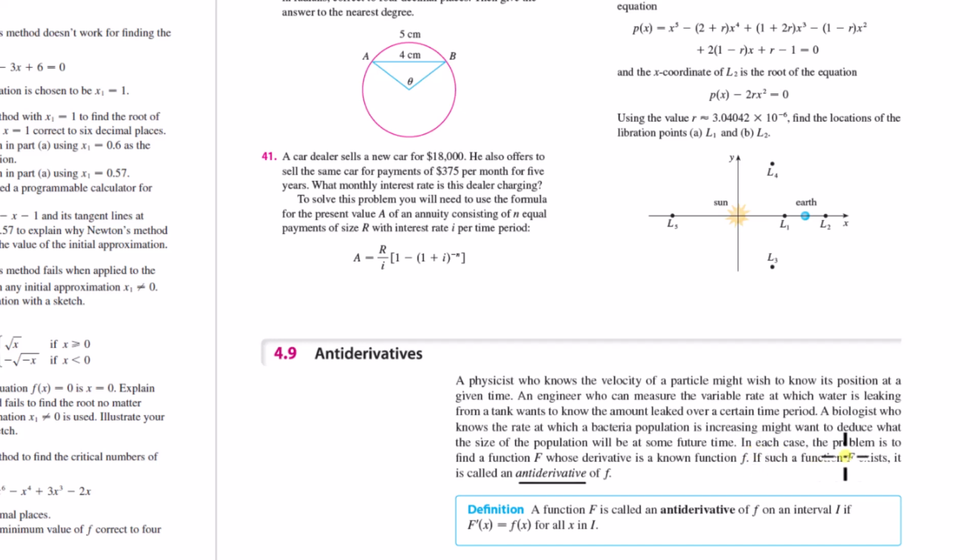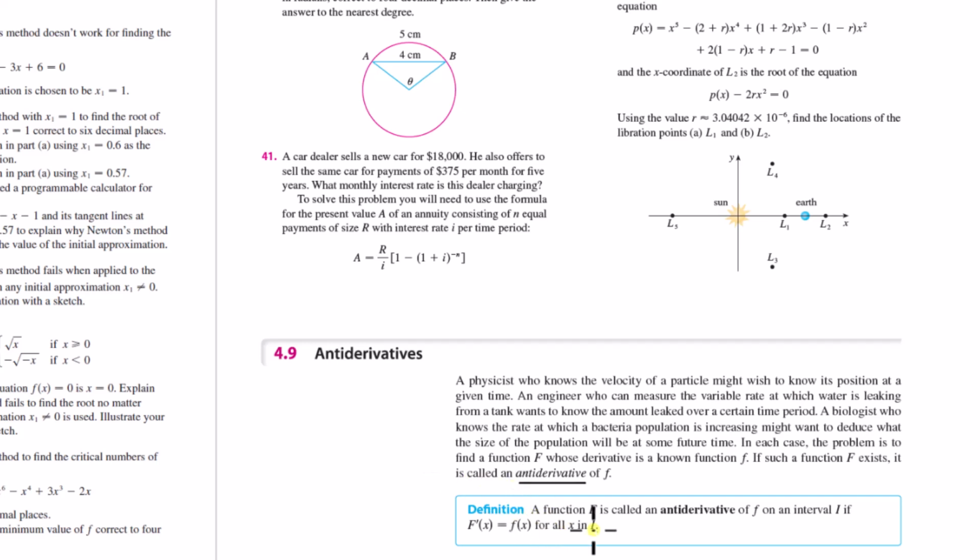So in each case, the problem is to find a function, capital F, whose derivative is a known function, lowercase f. If such a function, capital F, exists, it is called an antiderivative of f. That's what we're calling it. Get integral out of your head. We don't know what integral means. If we called it an integral, someone would say, what does that mean? Is that Greek for something? We have no reason to call it integral. Right now, we're calling it antiderivative.